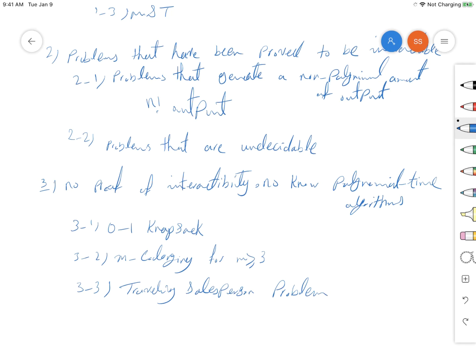So these are the problems whose intractability we don't know yet. No one so far has proved that a polynomial time algorithm exists for them, nor has anyone proved that there isn't a polynomial time algorithm for them. So these are the kinds of problems that are our interest for this week, and we're gonna talk about them.